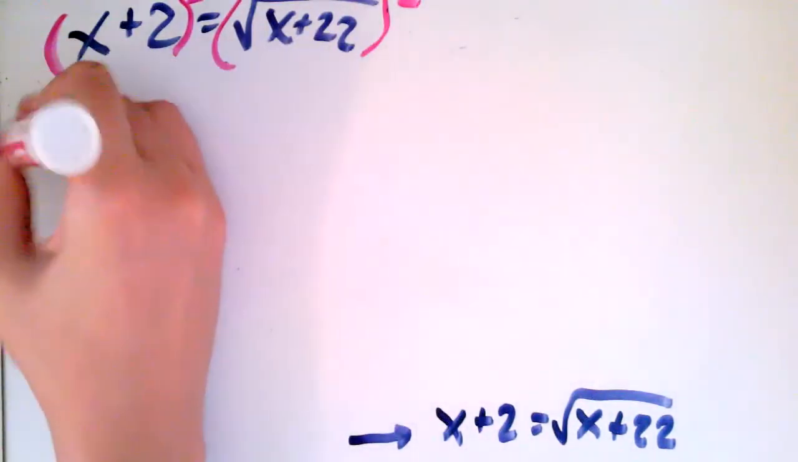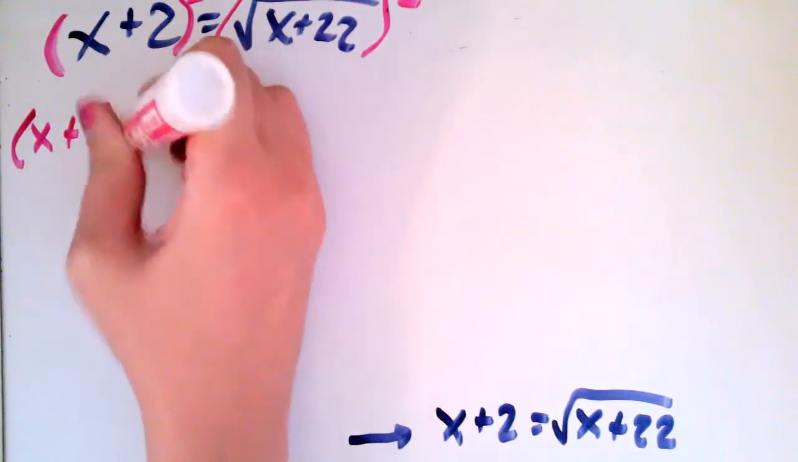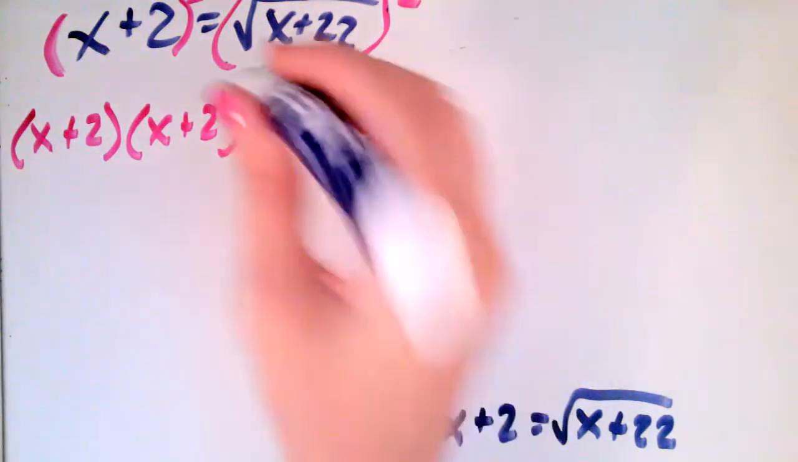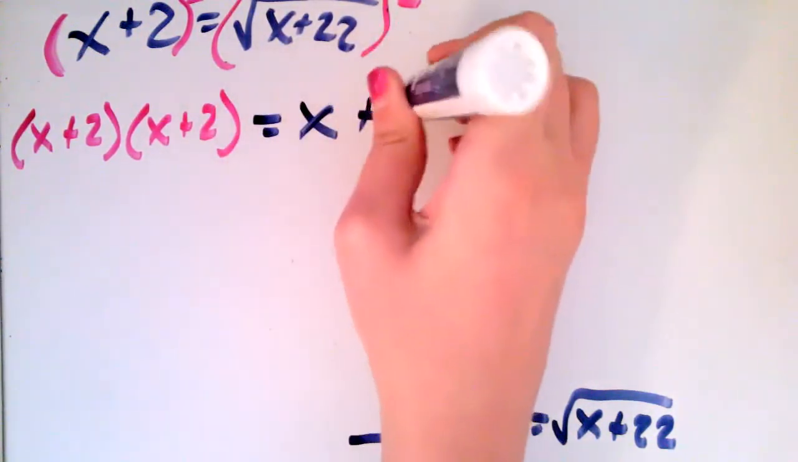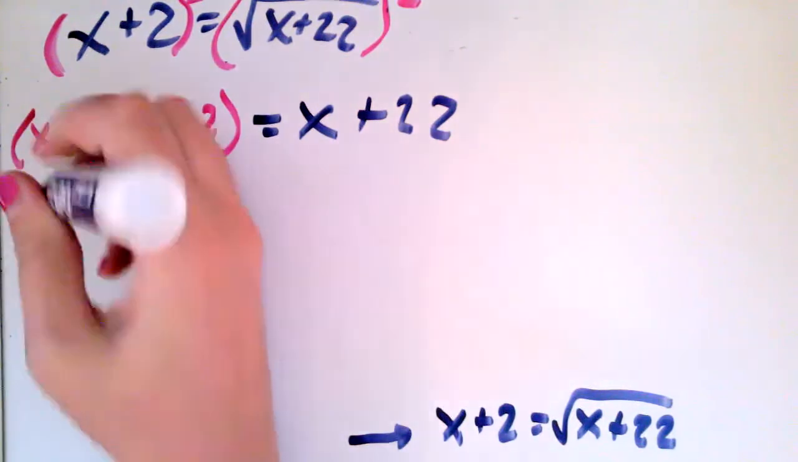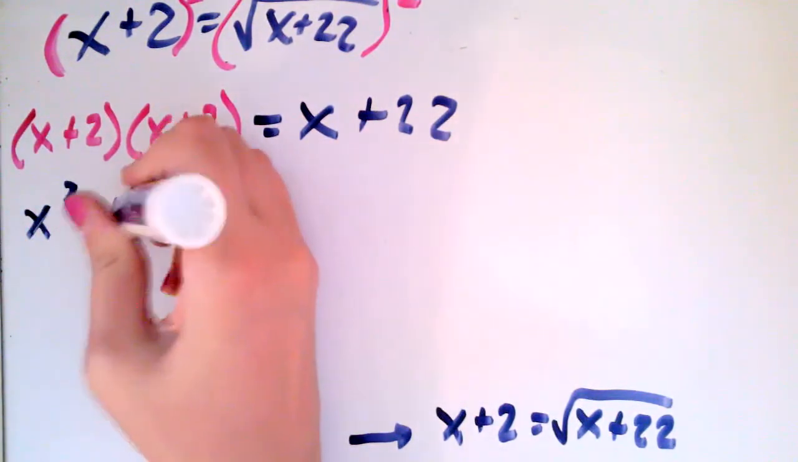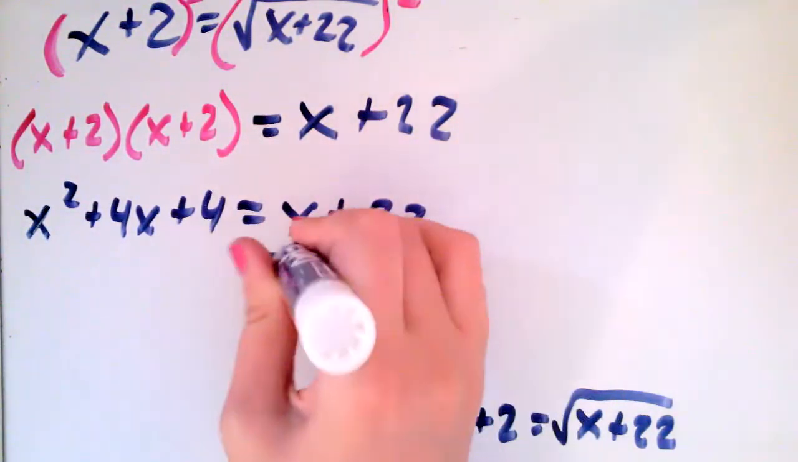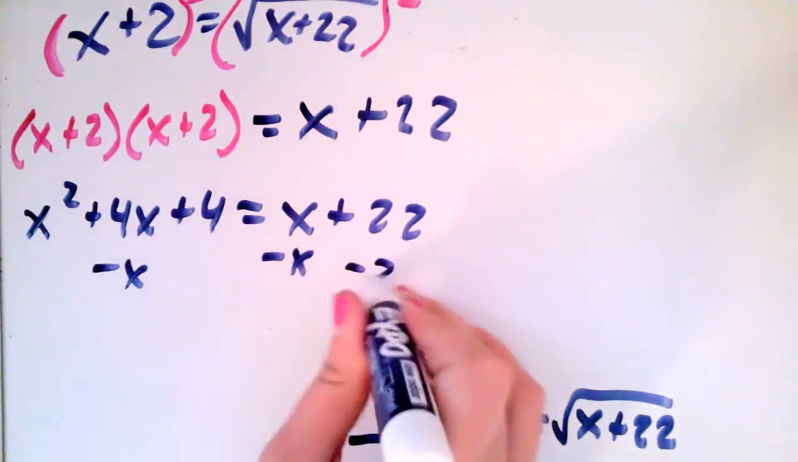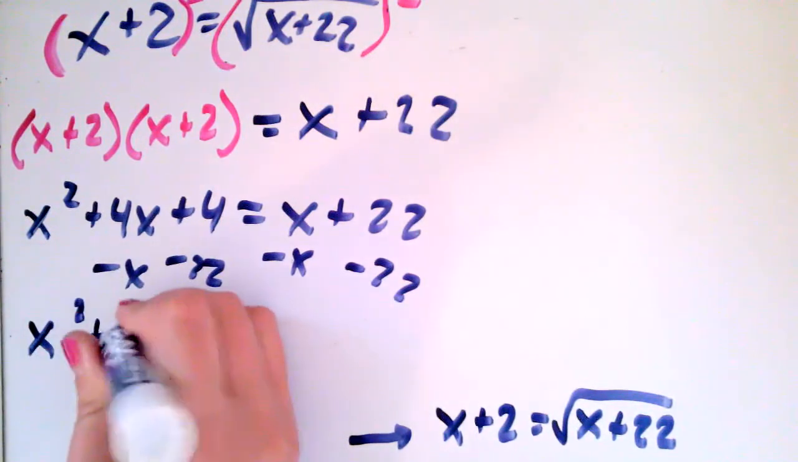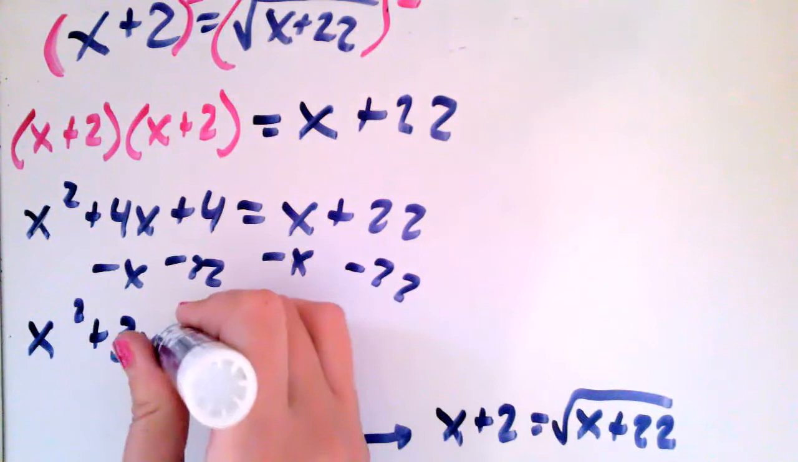And just like earlier, the left side is going to require FOILing, right? Because I'm doing x plus 2 times x plus 2. And then over on the right, the square root and the squared will cancel, so I'm just left with x plus 22. So now when I FOIL, it's a little bit easier to FOIL when you don't have the radicals in there. I get x squared plus 4x plus 4. And now I can subtract x from both sides and subtract 22. So I get x squared plus 3x minus 18.